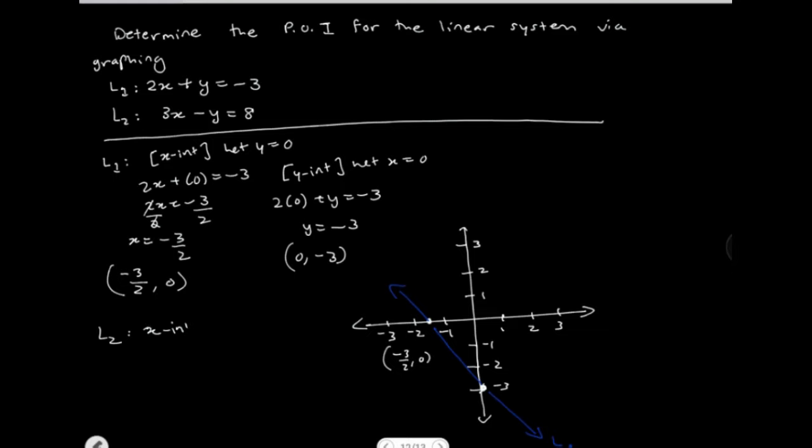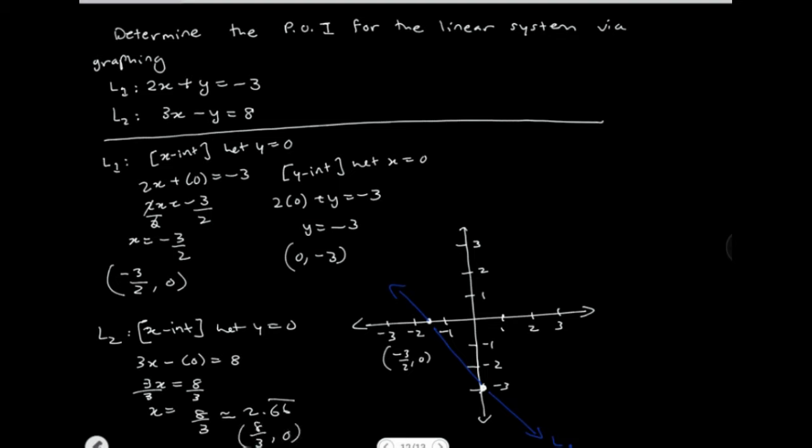So I'm going to find the x-intercept first, right? I'm going to let y equal 0, so you get 3x minus 0 is equal to 8, so 3x is equal to 8. If I divide this by 3, x is 8 over 3, so it's approximately 2.66. You can round that to 2.67. We're just trying to ballpark it. So the point here is 8 over 3 and 0. That's my x-intercept.